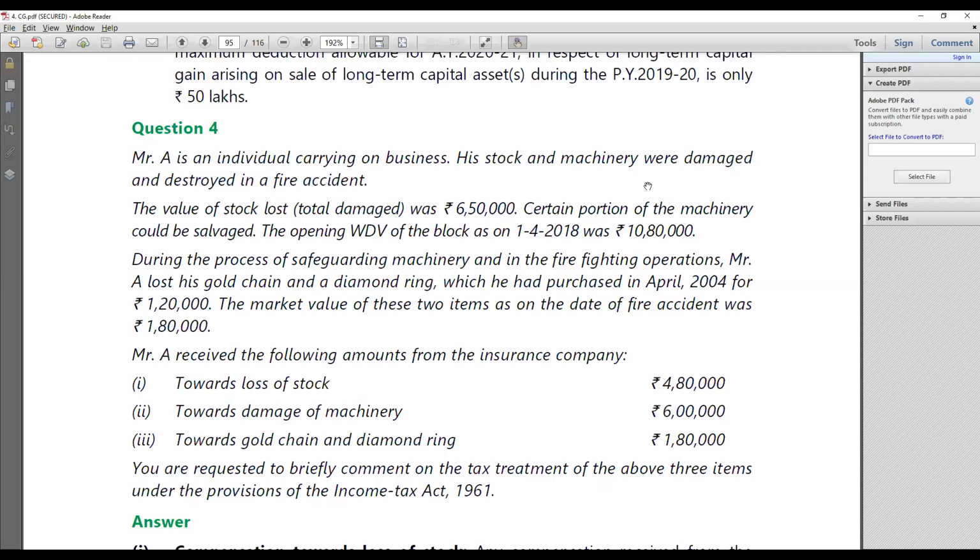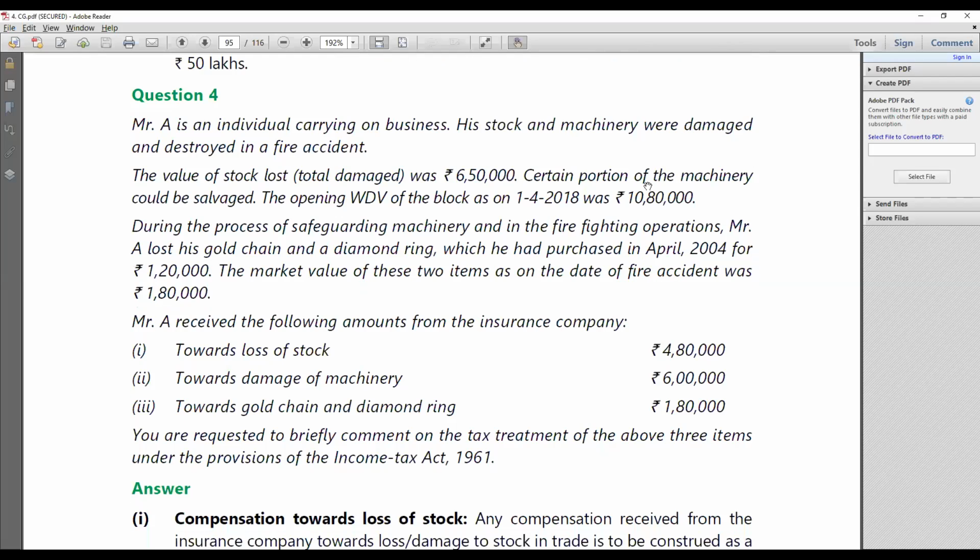As told, now we'll deal with one scenario-based question from our study material. Here is an example where goods lost or destroyed during a fire accident have been paid for by the insurance company. How to deal with such a scenario? Mr. A is an individual carrying on business. His stock and machinery were damaged and destroyed in a fire accident.